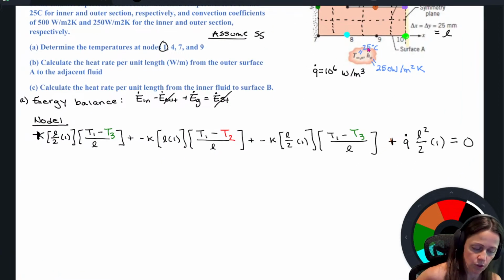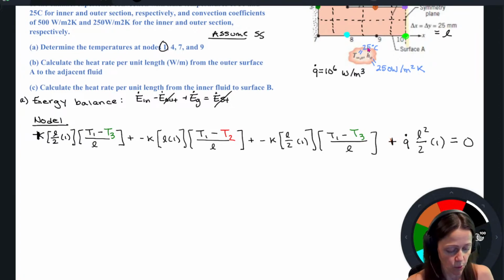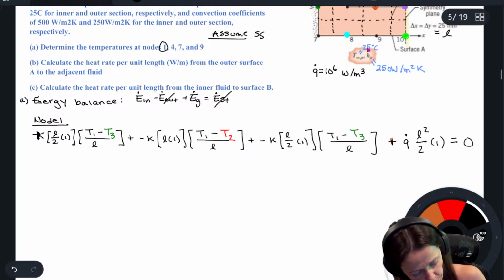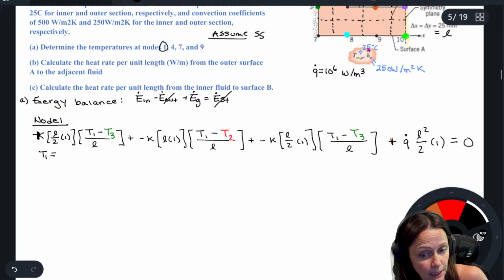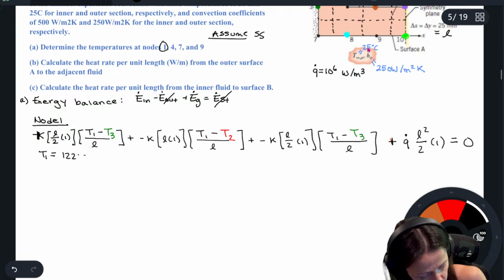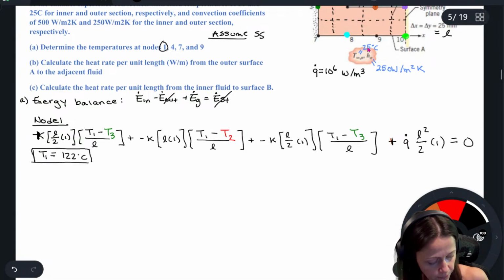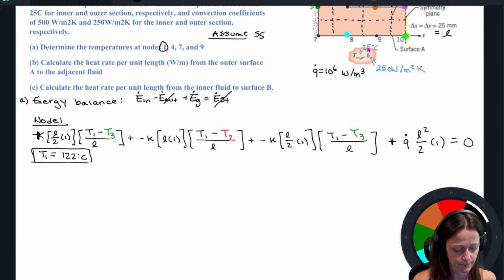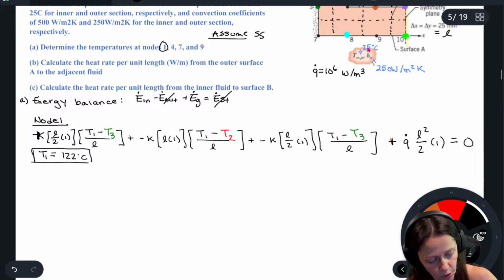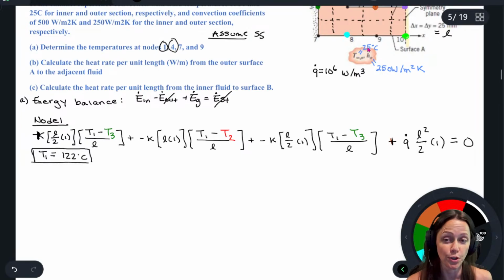And while it looks yucky, it's not that bad. I know everything except T1, so I should be able to solve for T1. And T1 ends up being 122 degrees Celsius. So I'm going to box that. Perfect. All right, so I've got node 1. Now I'm going to node 4.